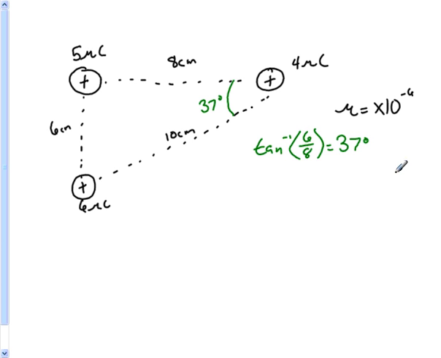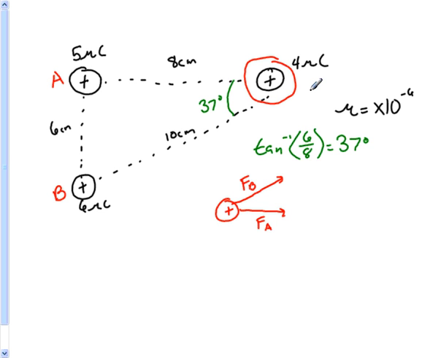So let's talk about the forces on the 4 microcoulomb charge. This is the one we are looking for in terms of net forces. That particular charge has one repulsive force from the one to its left. We're going to call that one A, so I can call this the force from A. And then this one is going to be called B, so I can call the repulsive force from that one F from B. Because these angles are alternate interior, we also know that this is 37 degrees.